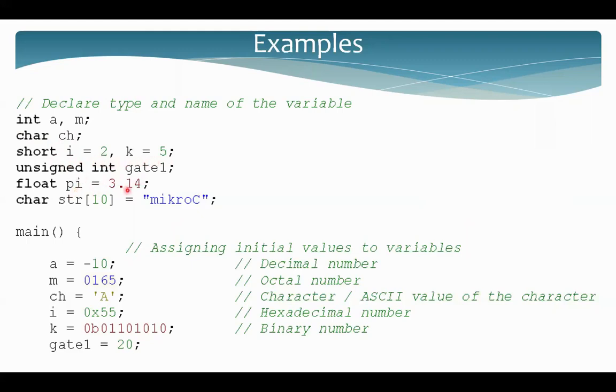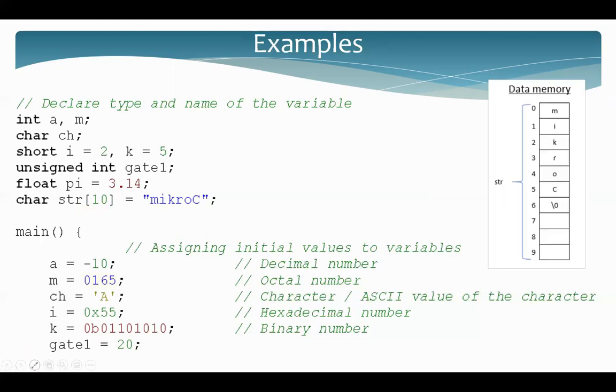Unsigned integer get 1, float pi equal 3.14. This is again an initial value, and character string 10. Now this str is a character variable of 10 bytes. So it occupies 10 bytes in the data memory. So in the data memory, when we store this string, the microcontroller will reserve 10 bytes for the string character, and out of these 10 bytes, it will assign these values. MIKROC, 6 bytes are filled in the data memory, and the remaining 4 bytes are empty.